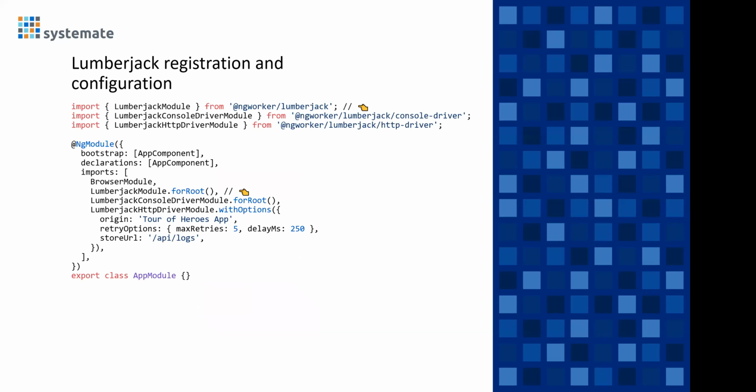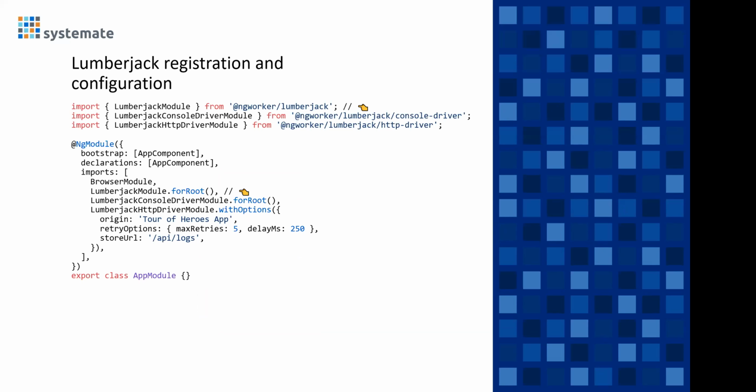So if you're not familiar with Angular, this will look very weird and strange, but Angular has this concept of Angular modules. It gives instructions to Angular's compiler about how to bundle and compile your application. So we have this class called an app module. And that's one of the places you can register, for example, these services that you want to use in your application. So the first thing you'll want to do is import the Lumberjack module from the package @ngworker/lumberjack.